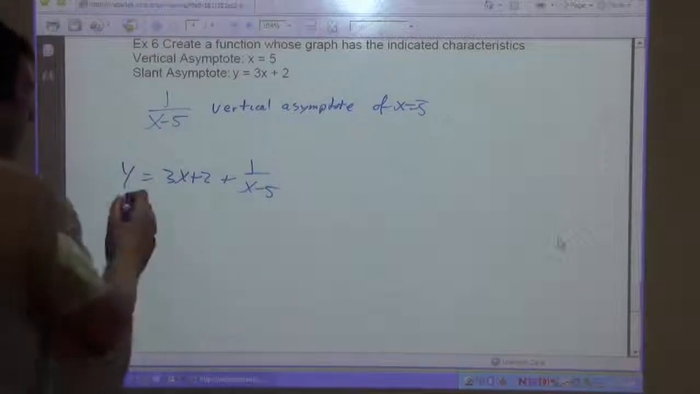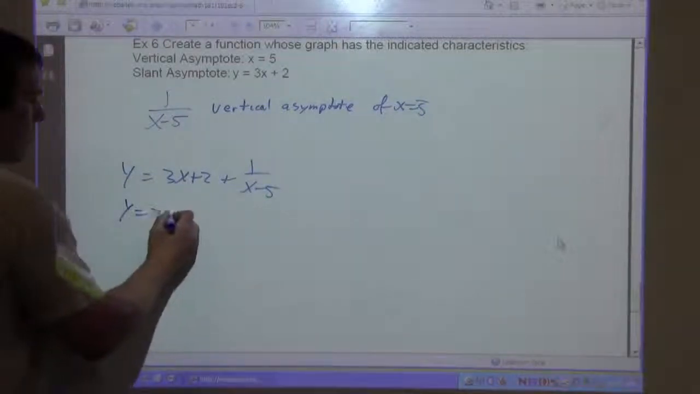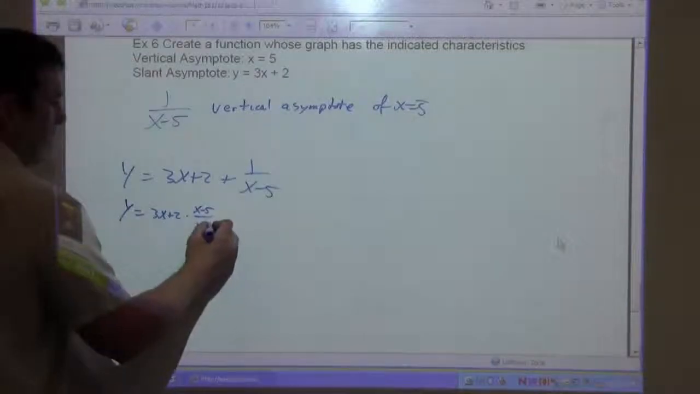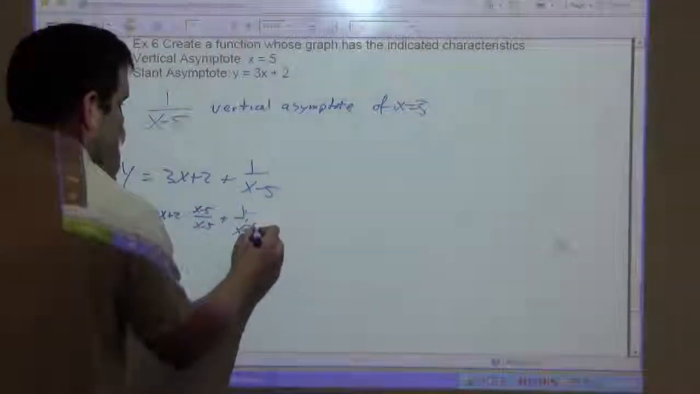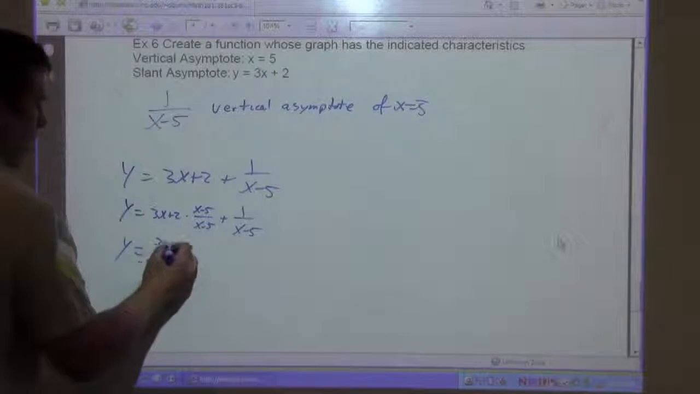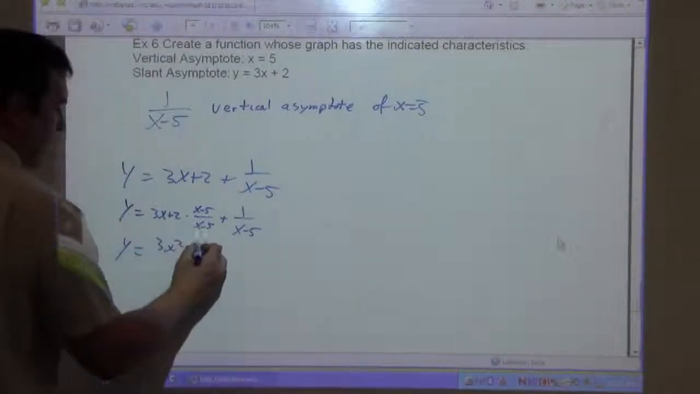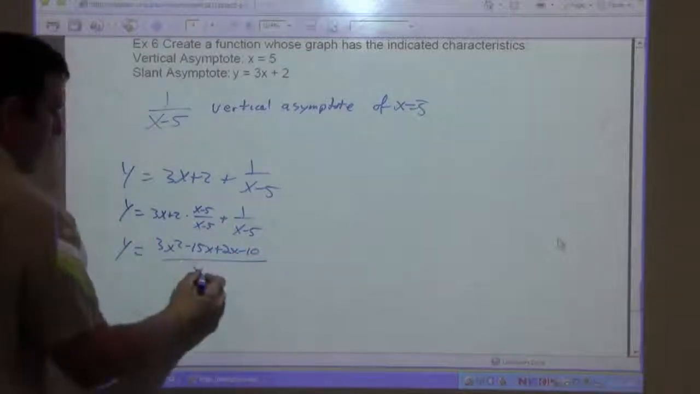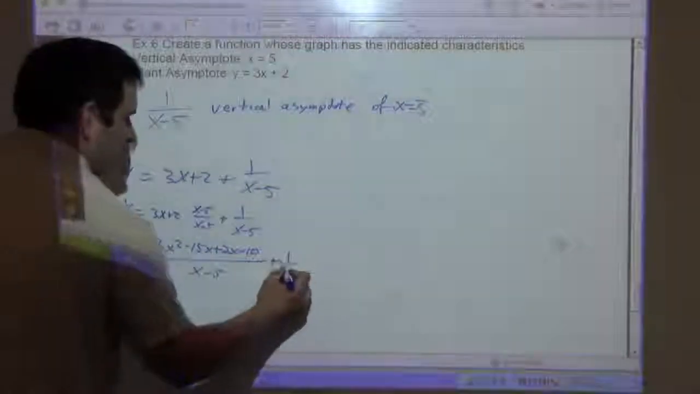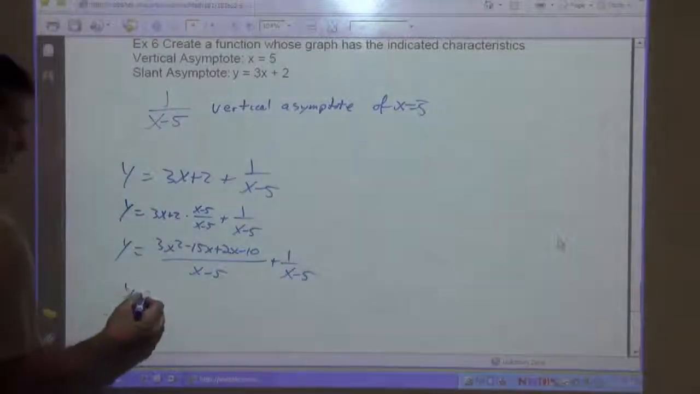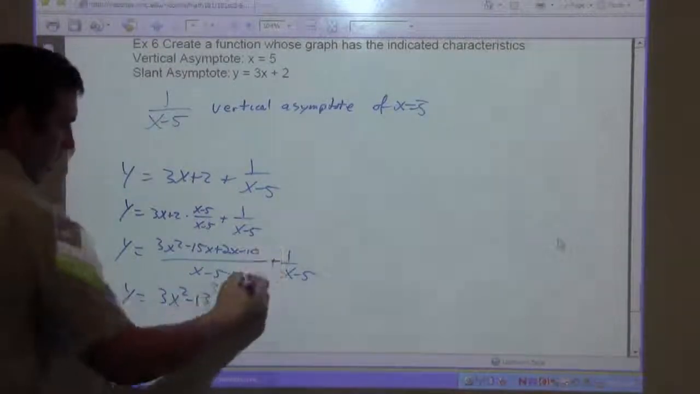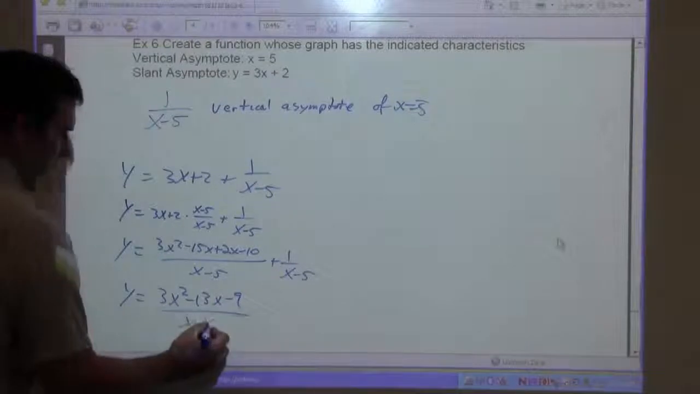We can go further, we can say, okay, y equals 3x plus 2 times x minus 5 over x minus 5 plus 1 over x minus 5. So y equals 3x squared minus 15x plus 2x minus 10 over x minus 5 plus 1 over x minus 5. y equals 3x squared minus 13x minus 9 over x minus 5.